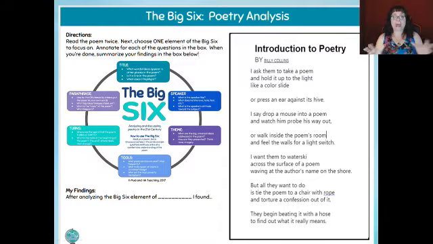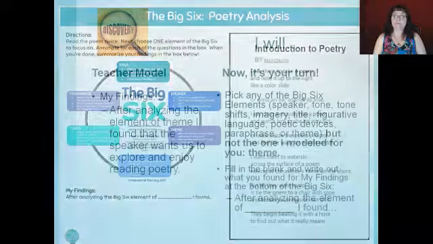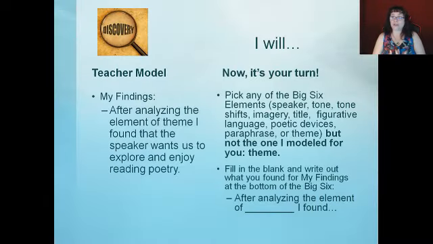So now we're back to the big 6, right? We just did all of these. You're going to be looking at my findings after analyzing the big 6 element of blank. I found blank. You're going to choose one. So here's my teacher model. All right. My findings after analyzing the element of theme, I found that the speaker wants us to explore and enjoy reading poetry.